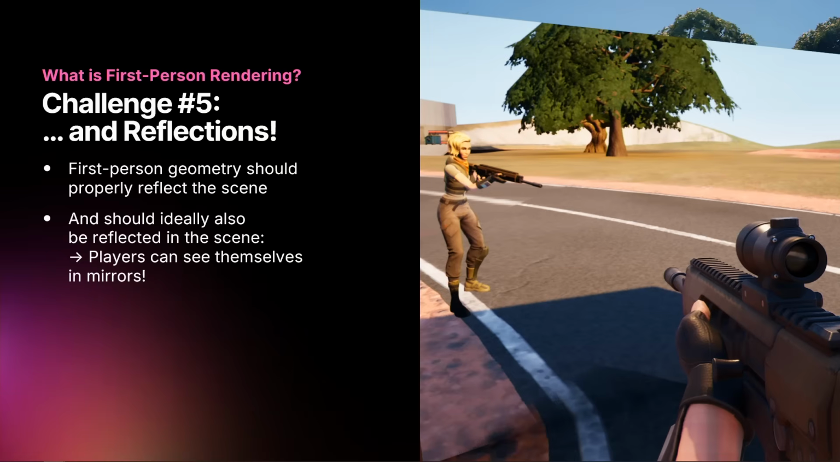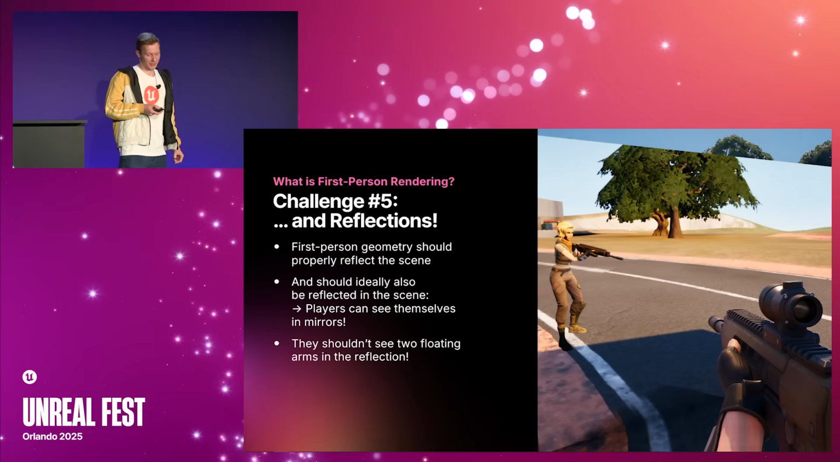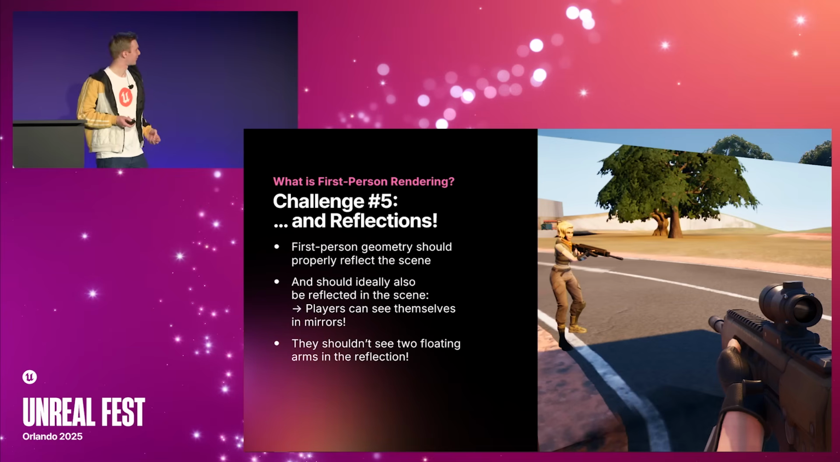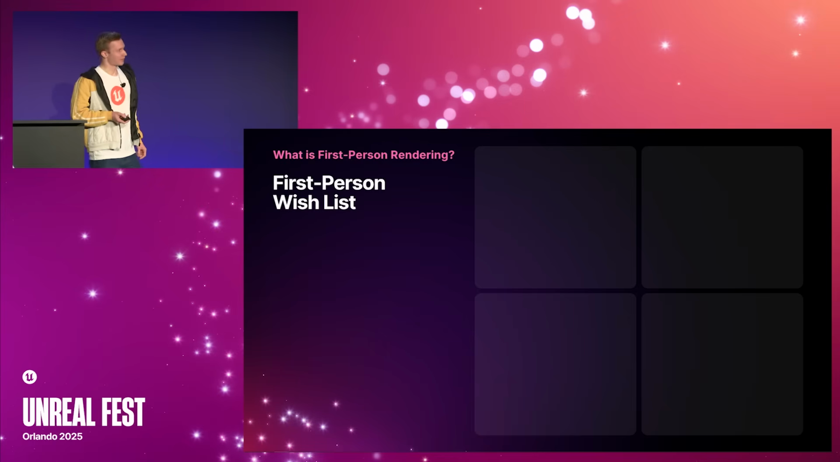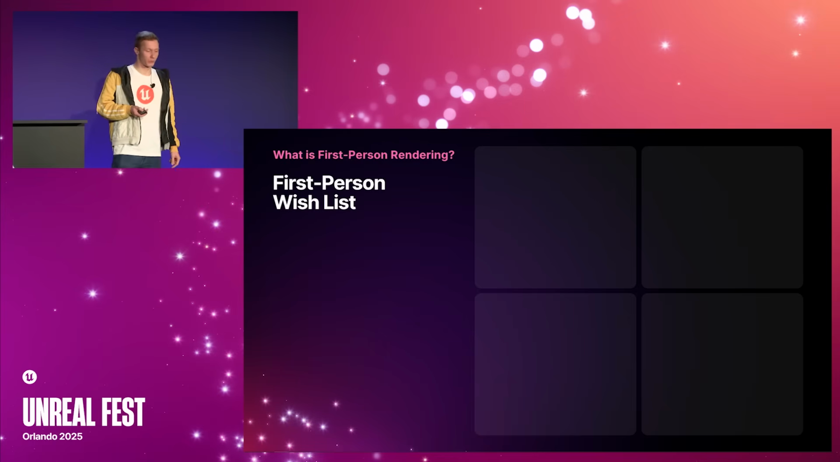So if you walk up to a reflective surface or a mirror, then the player should be able to see their full third-person self in that mirror. Many games do not have this for good reasons, but it would be nice if we could support this. And again, they should not see two floating arms and the gun in the reflection, as that would totally break things.